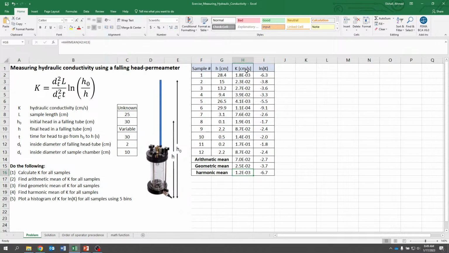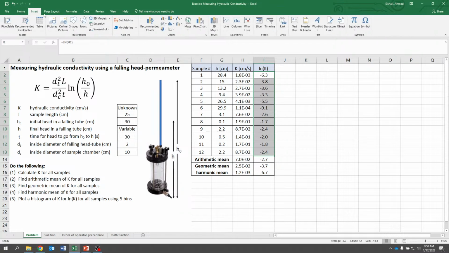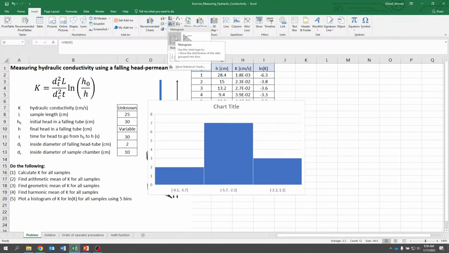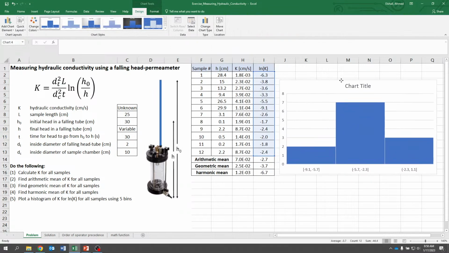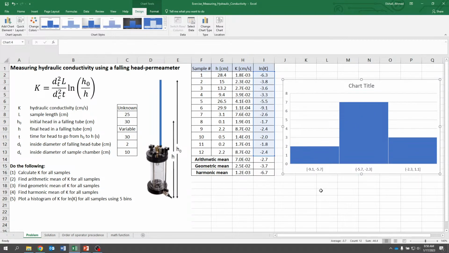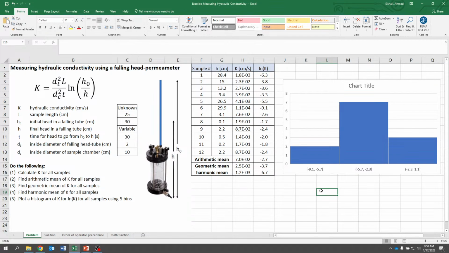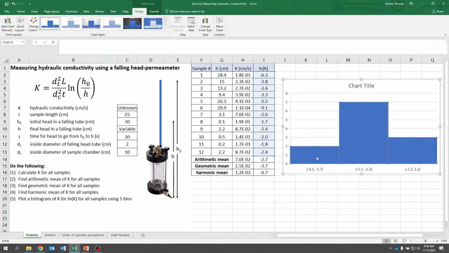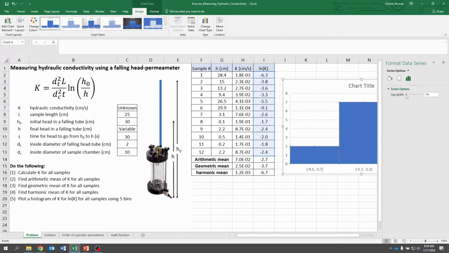Okay. Let's do the last part, plot a histogram. So I come here to this guy. You go to insert. I want to insert a chart. You go to a histogram. So I have a histogram. Here it makes it like 3 bins, so it divides them into 3 categories. Now I wanted to make it like 5 categories. So you click on the chart, you format data series.